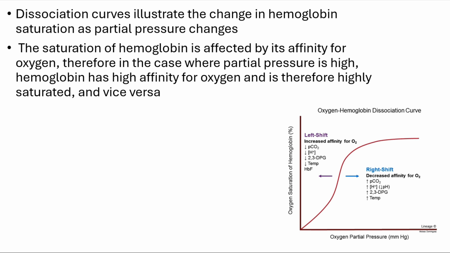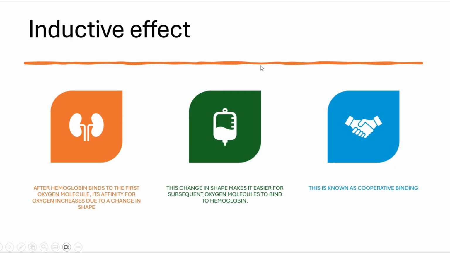So the saturation of hemoglobin is affected by its affinity for oxygen. Therefore, in the case where partial pressure is high, hemoglobin has high affinity for oxygen, of course, and is therefore highly saturated, and also vice versa. So let's talk about the inductive effect here. After hemoglobin binds to the first oxygen, its affinity for oxygen increases due to a change in shape. So when oxygen comes here, it binds to hemoglobin, it changes the shape slightly, which causes the affinity to increase. It's a shape that's more favorable to attach to oxygen. So this change in shape makes it easier for subsequent oxygen molecules to bind. Because of the first one binding, it makes it easier to bind to the other oxygens. So this is known as cooperative binding.